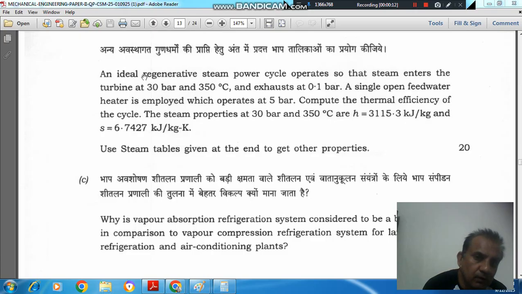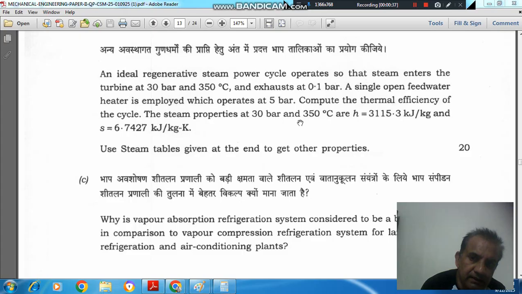Question number 6B. An ideal regenerative steam power cycle operates so that the steam enters the turbine at 30 bar and 350 degrees Celsius and exhausts at 0.1 bar. A single open feed water heater is employed which operates at 5 bar. Compute the thermal efficiency of the cycle.